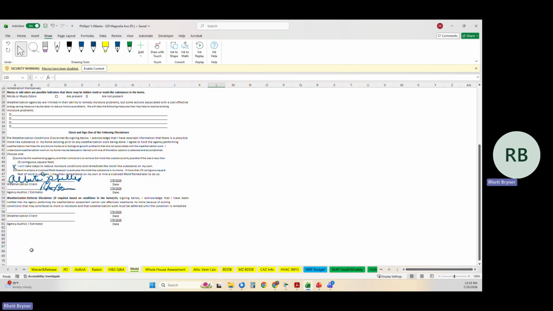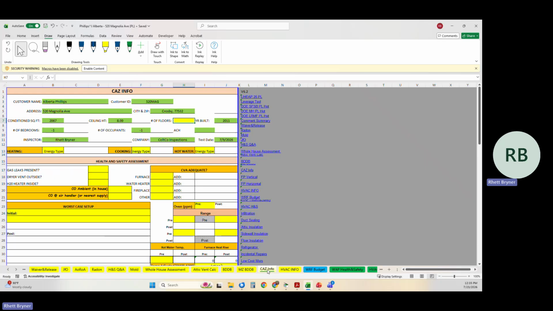All right, now we're getting into the actual meat of the report. So what I like to do is, after I go through the signature pages and quickly enter all the signatures, make sure I've got all that information entered, I like to go over here to the CAS info tab. That's right here. This is usually where I start. And this is where we'll start to enter the actual information from the inspection.